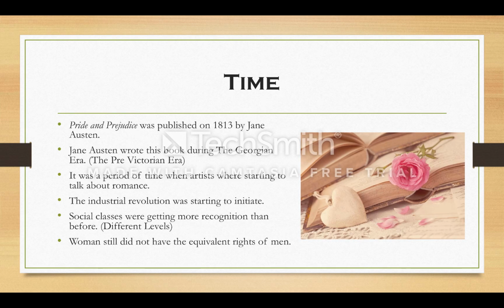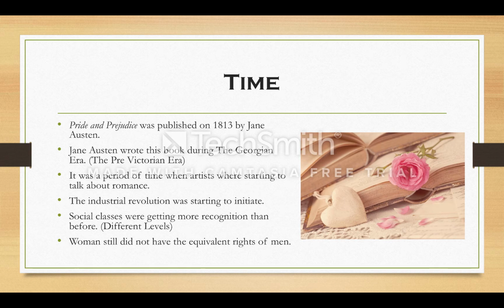The next topic we're going to be talking about is time. Pride and Prejudice was published in 1813 by Jane Austen. This book was written during the Georgian era. It was a period of time when artists were starting to talk about romance, love situations, love problems, and it was during an industrial revolution period where factories were starting to develop and people in those work environments were not treated well. They were treated like animals. They were slowly starting to head in that direction.